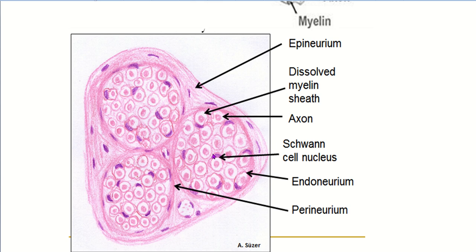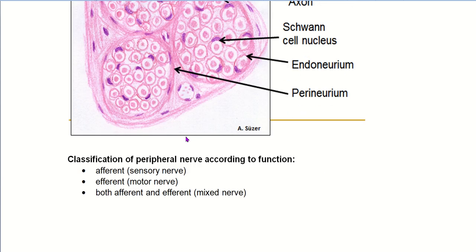this is the nucleus of the Schwann cell. It's actually the neurolemmal sheath, and the neurolemmal sheath is surrounded by endoneurium. So these are the collection of nerve fibers, and this collection of nerve fibers is covered by another connective tissue known as the perineurium, and these are the bundles of nerve fibers, and it is covered by the epineurium. So this is the histological structure of the peripheral nerve.